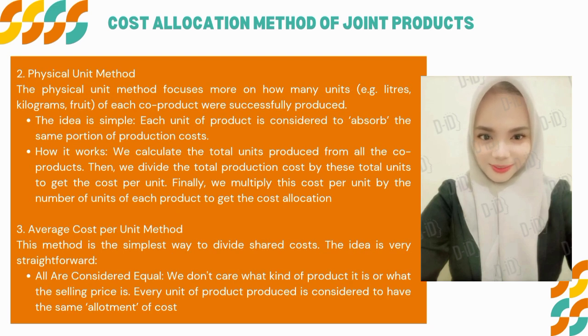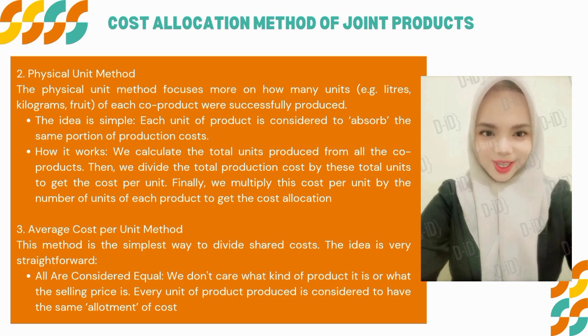2. Physical unit method. The physical unit method focuses more on how many units, e.g. liters, kilograms, fruit, of each co-product were successfully produced. The idea is simple. Each unit of product is considered to absorb the same portion of production costs. How it works? We calculate the total units produced from all the co-products. Then we divide the total production cost by these total units to get the cost per unit. Finally, we multiply this cost per unit by the number of units of each product to get the cost allocation.